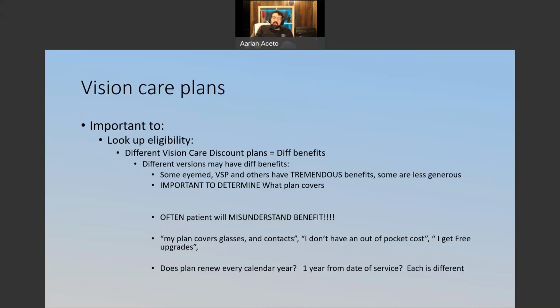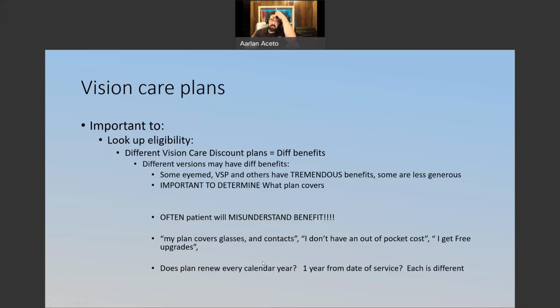they may have a good benefit, but oftentimes they will be on the hook for $300 or $400 after their insurance, and they were under the impression they would have no out-of-pocket cost. Or I get free upgrades, I get free AR, free transitions, free progressives, when in fact, that's not the case. Does the plan renew every calendar year?